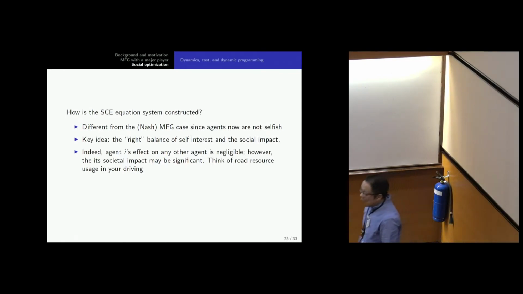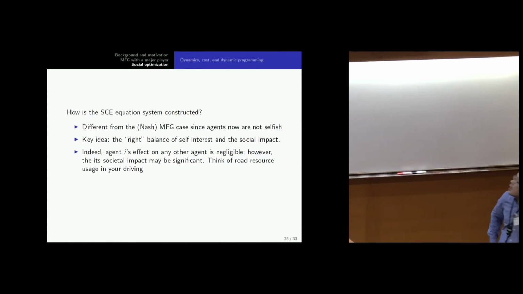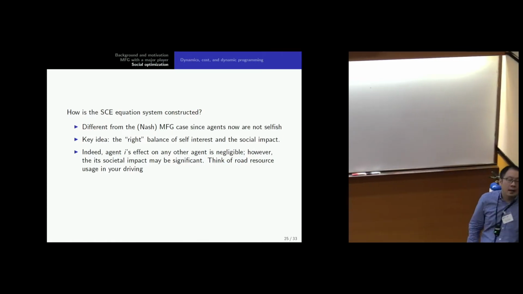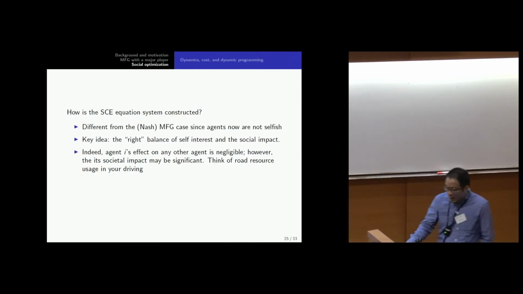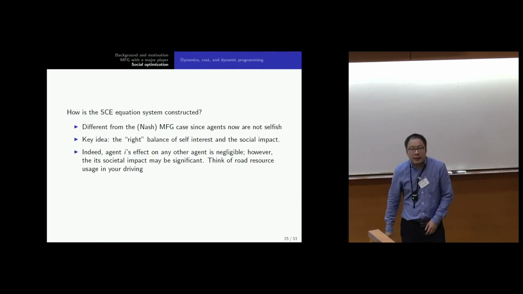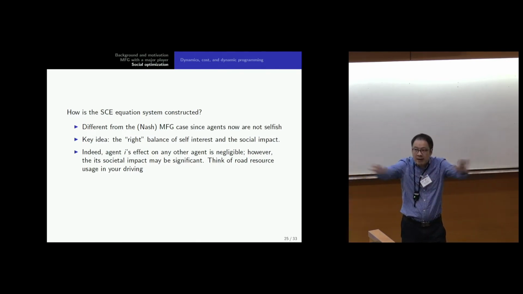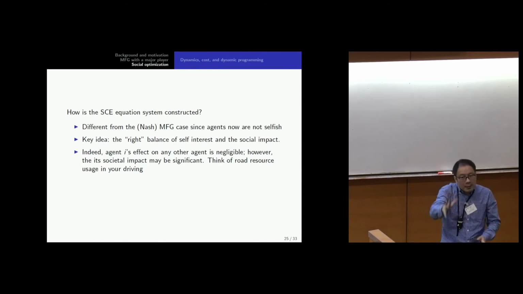So the question is, how is the social certainty equivalence equation system constructed? The idea is different from mean field games. The reason is that for mean field games, essentially, given the population behavior, I just look for my own best response. I'm selfish. Check what's the optimal for myself.